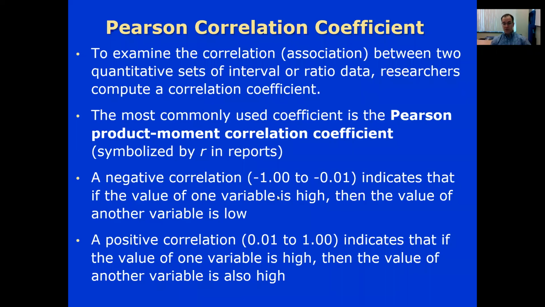Now, the positive correlation can range from 0.01 to 1.0, and this indicates that if the value of one variable is high, then the value of another variable is also high. So, for example, someone who does a high amount of physical activity may have a high rating of self-esteem. So as physical activity is high, so is self-esteem. That would be a positive correlation because both variables are high.